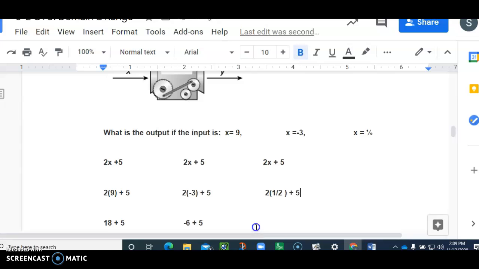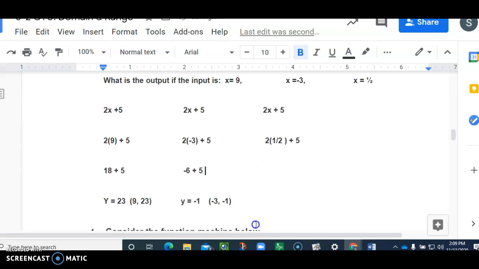So what is 2 times 1/2? 2 times 1/2 is 2/2. So 2/2 plus 5. Okay, what is 2/2? 2/2 is 1, because 2 divided by 2 is 1. So you have 1 plus 5. Okay, so 2/2 is 1, 1 plus 5, that is 6.